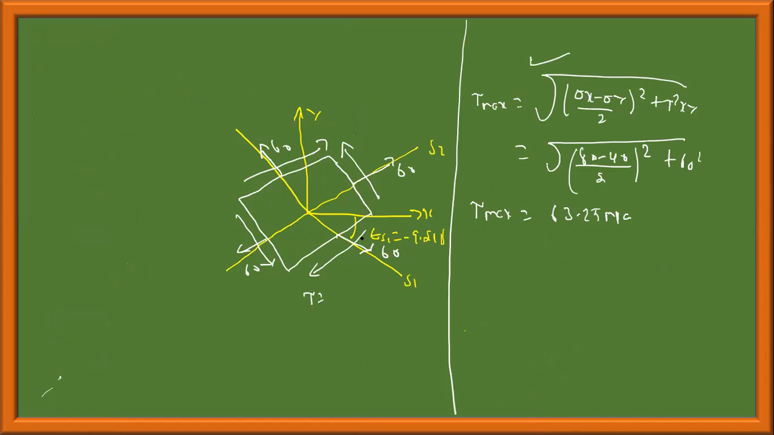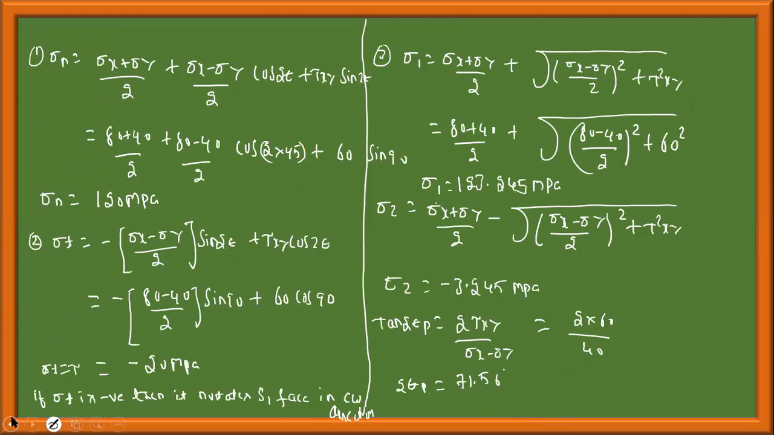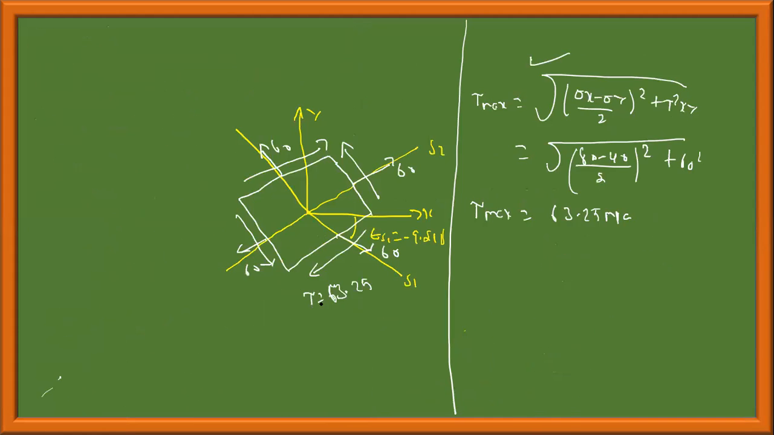For indicating the tau value, here you should indicate 63.25 MPa, and sigma average 60 MPa. You will know the direction by checking the sign of sigma t. If it is negative, it will rotate in clockwise direction. If sigma t is positive, it will rotate the S1 face in counterclockwise direction. That's all about this problem.